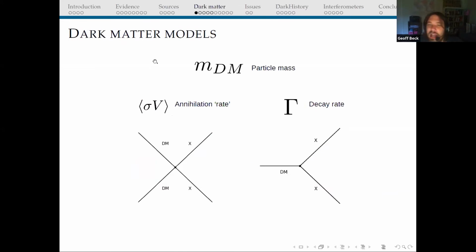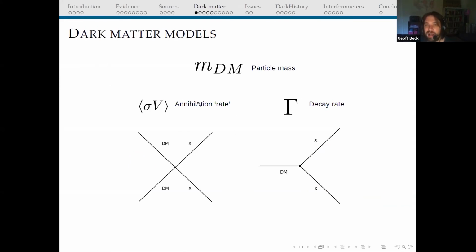So some preliminaries before we start talking more, to make sure everyone's on the same page. When we discuss a dark matter model, we are quite general. We don't go into real specifics about something like supersymmetry or whatever. We tend to keep it as general as possible. And that means a model has three characteristics. It has a mass, a particle mass for the dark matter.